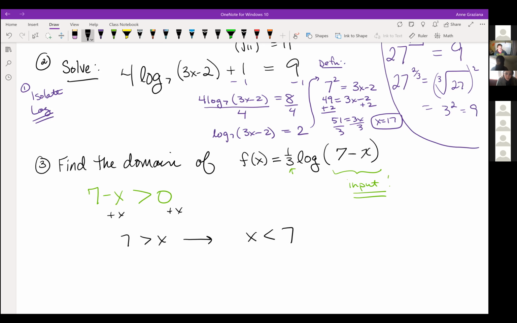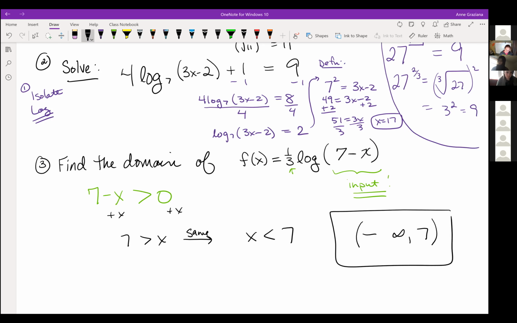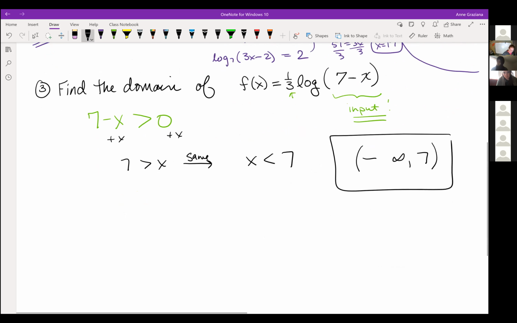Okay, same. And in interval notation, that means from negative infinity to 7. Any questions? So if I pick any number less than 7, so like 6, 7 minus 6 is 1. That's fine. 7 minus 0, 7. That's all good. All right.